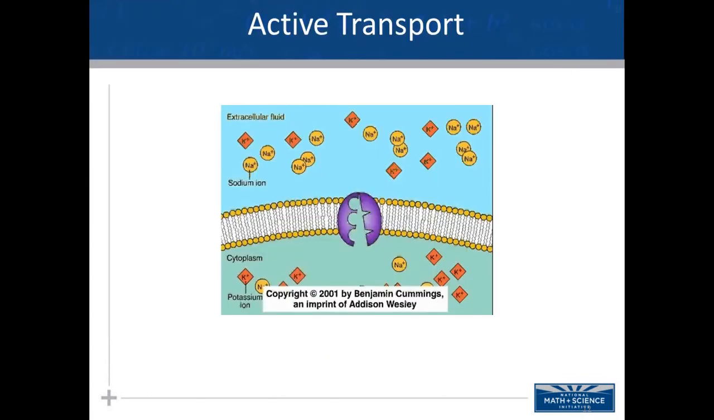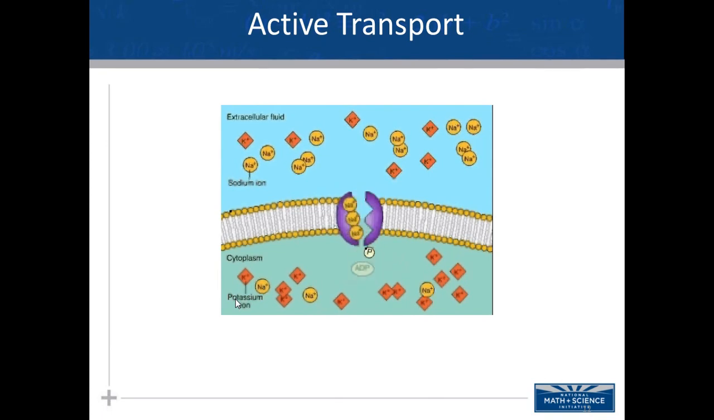So here's a little video that also illustrates the sodium-potassium pump. Sometimes a cell needs to move a solute against its concentration gradient. This process is called active transport, and it requires input of energy from ATP. For instance, most animal cells need to expel sodium ions, Na+, and take in potassium ions, K+, both against their concentration gradients. Here is how the sodium-potassium pump works.